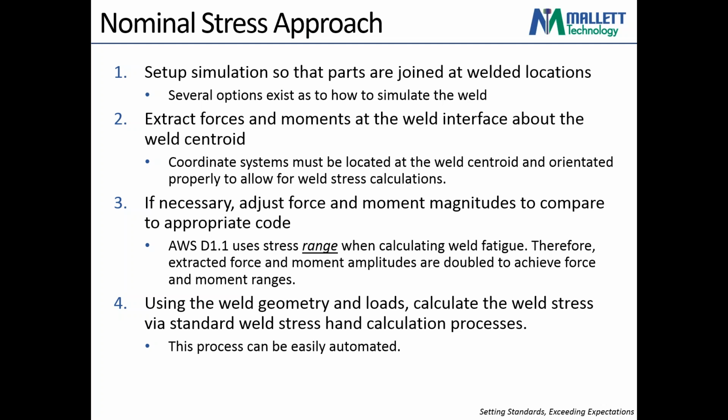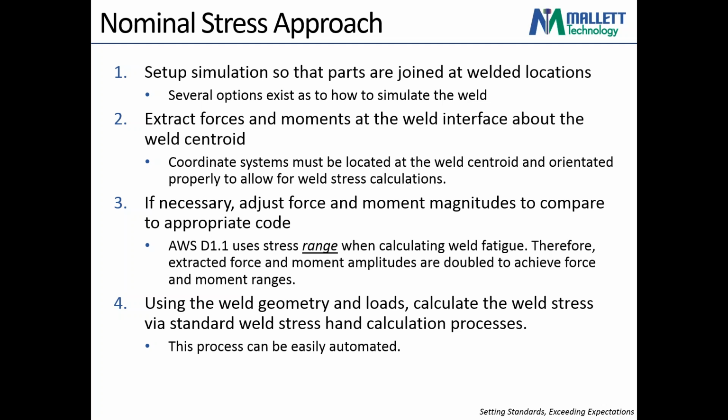Part of the process within Mallett's method here is we always ensure that we set coordinate systems at the centroid of all the welds, and we orient those coordinate systems to coincide with how we typically do the weld stress calcs, right? So you'll see in a sec, usually we have defined coordinate systems relative to the weld cross-section, and so we have to make sure our coordinate systems are oriented the same way. Otherwise, we're going to get non-real results.